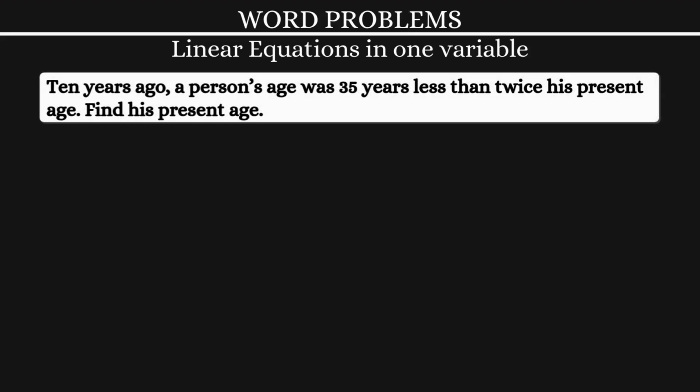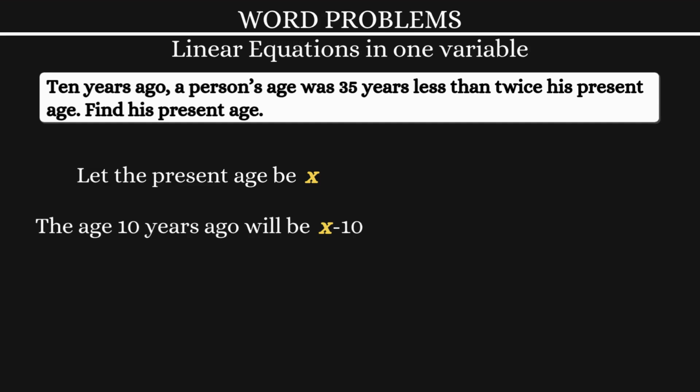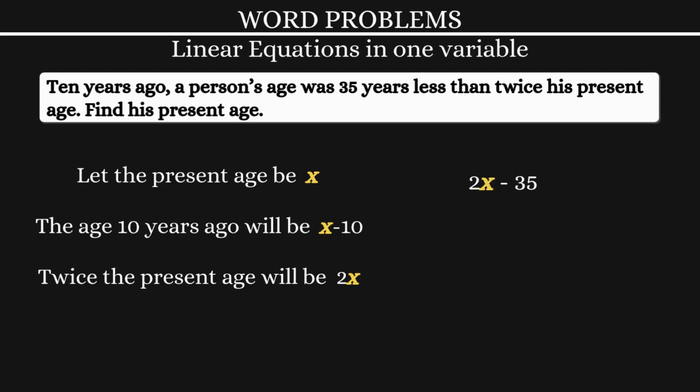10 years ago, a person's age was 35 years less than twice his present age. Find the present age. Let's consider the present age to be x. So his age 10 years ago will be x minus 10, and twice the present age will be 2x. 35 years less than twice the present age will be 2x minus 35. This is equal to his age 10 years ago, which is x minus 10.